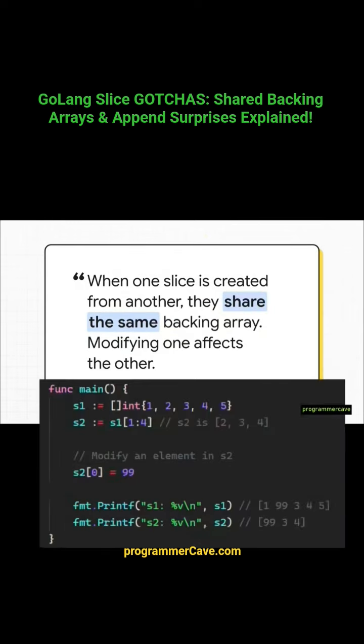Changes are not isolated. When you make a slice from another slice, they are both pointing to the exact same underlying data. So if you change an element in one, you've just changed it in the other because they're looking at the same spot in memory.